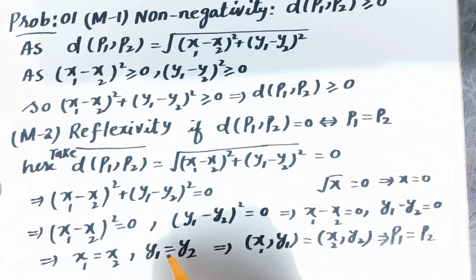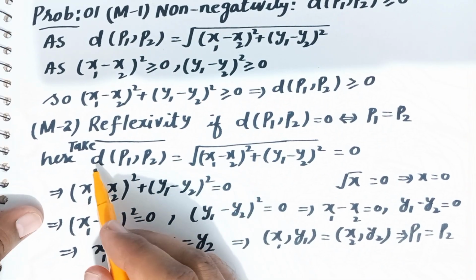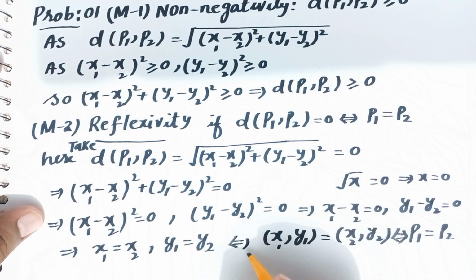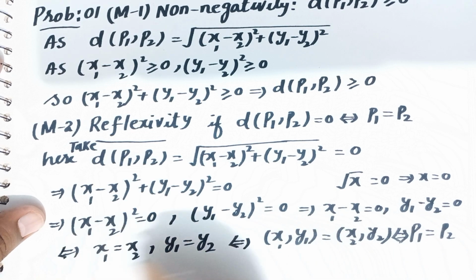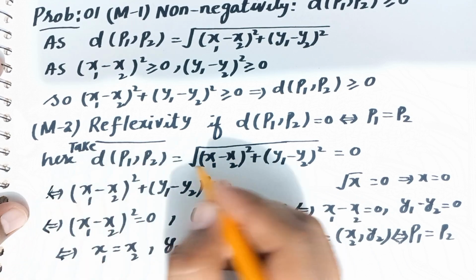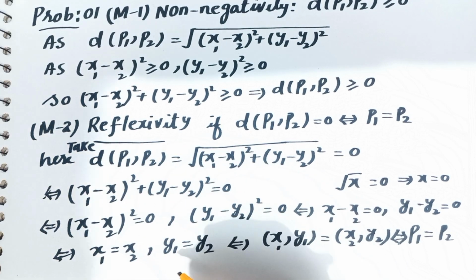So in the start we have taken D is equal to 0 and at the end we reach here P1 is equal to P2. So by taking the converse, whenever P1 equal to P2, by taking only the converse sign here, we will reach here. So the second axiom of reflexivity holds.